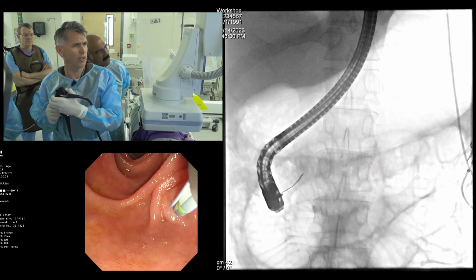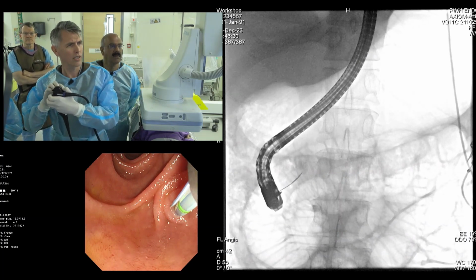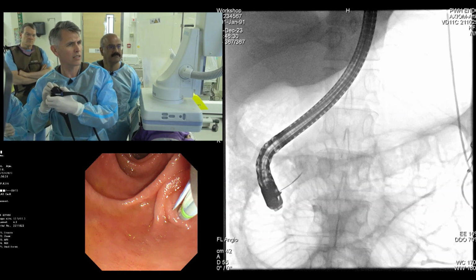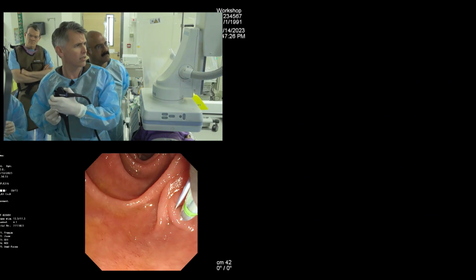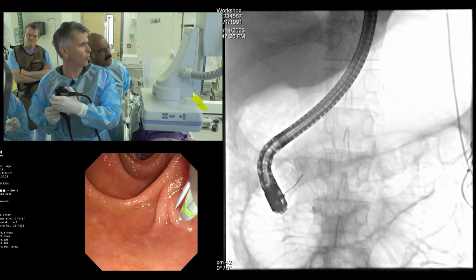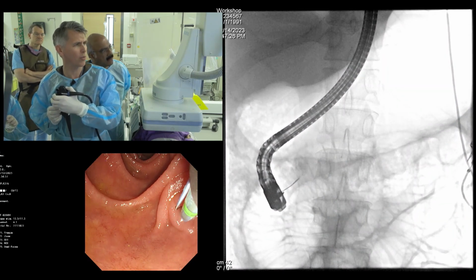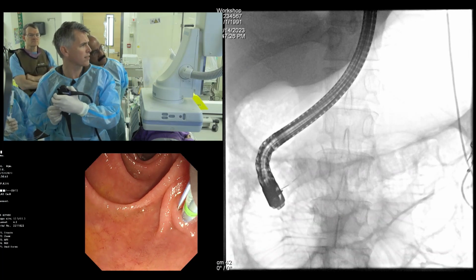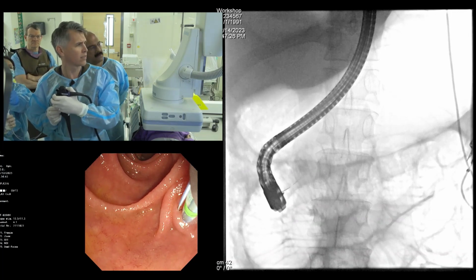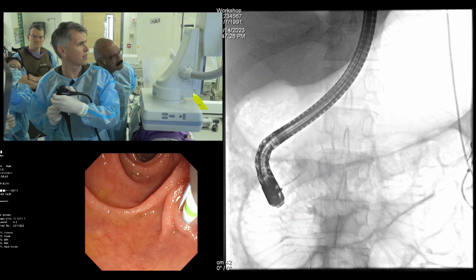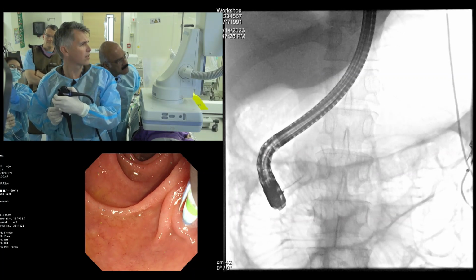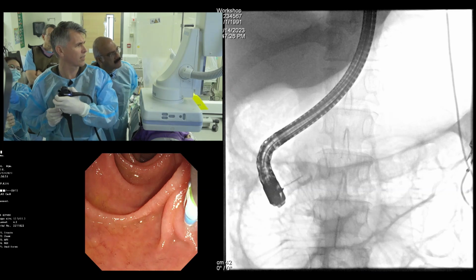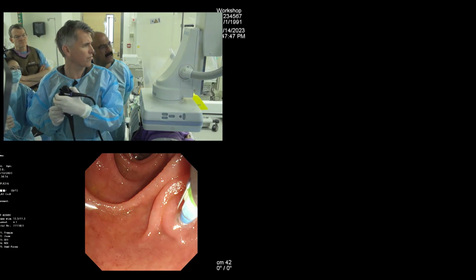Okay, at that point I would like you to inject a little bit of contrast. So this is impacted right at the stone there. Pull back the wire, please. Now give a little bit of contrast. It's going down here. You can see. Very nice. Okay, we take a picture.